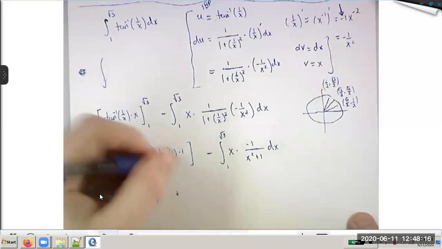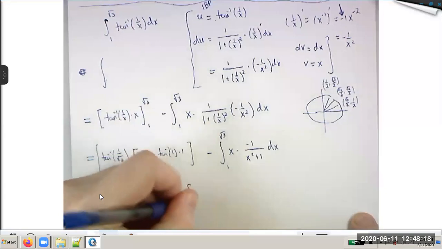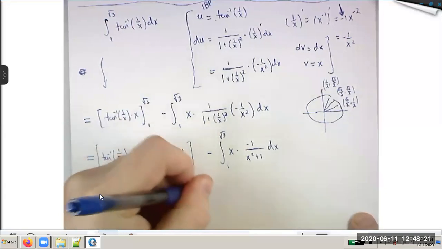And here we'll have minuses make plus, equal 1 to root 3, because you have 2 minuses.